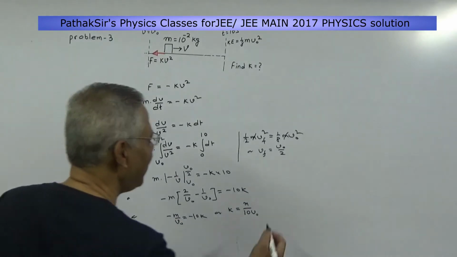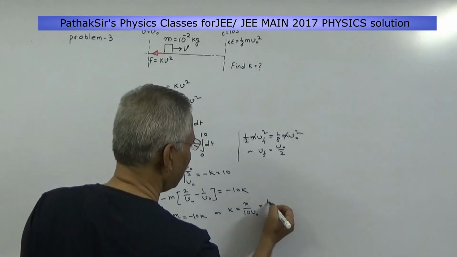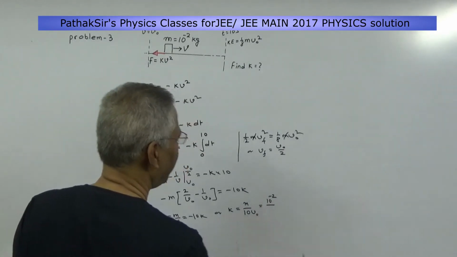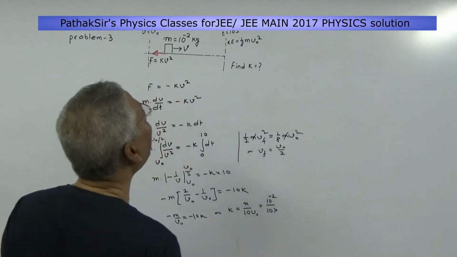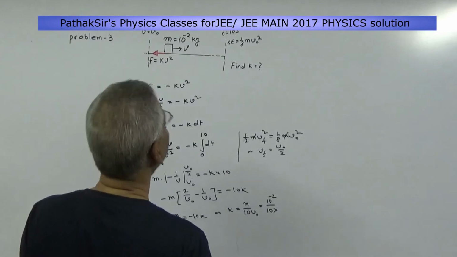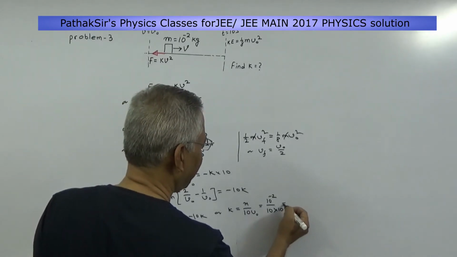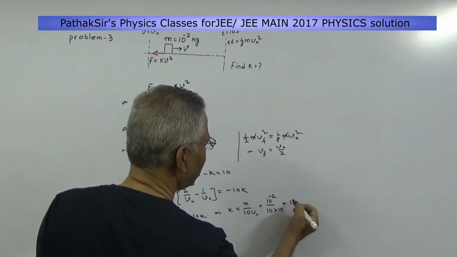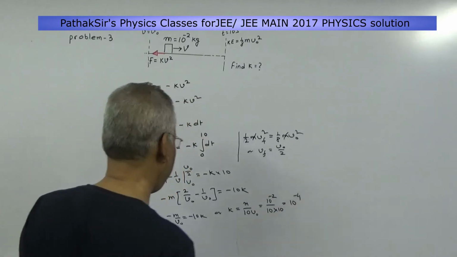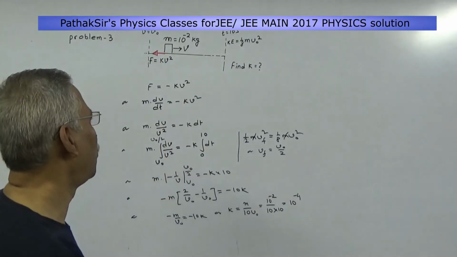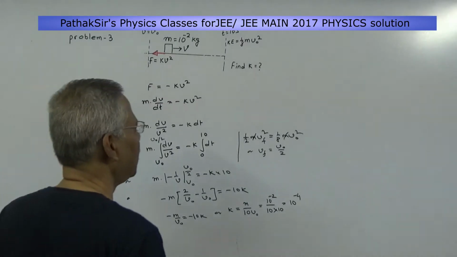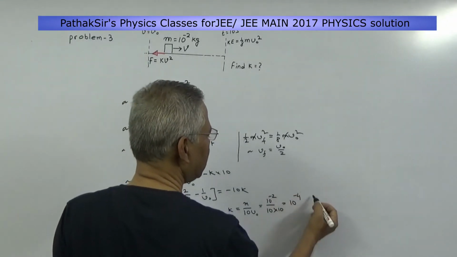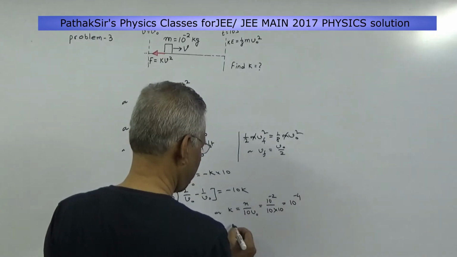Now the values are given. M equal to 10 to the power minus 2, and initial velocity 10 meter per second, so 10 squared means 10 to the power minus 4. So option 10 to the power minus 4, option 3, hence is correct.